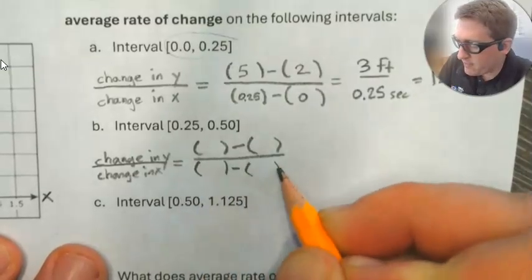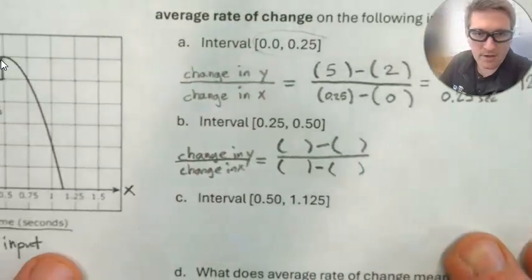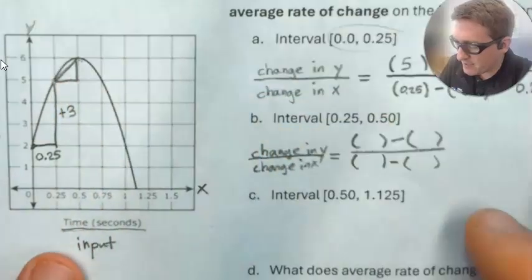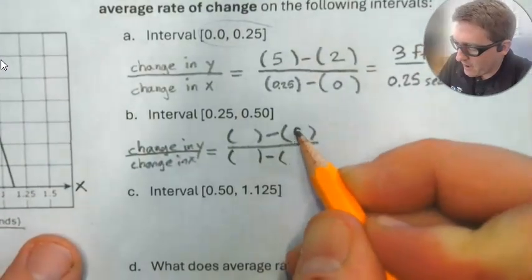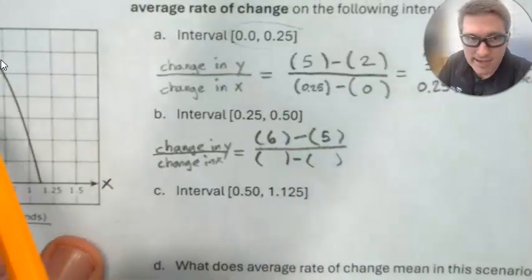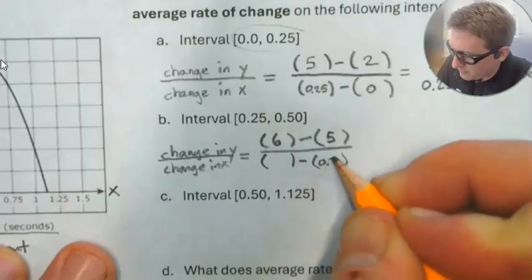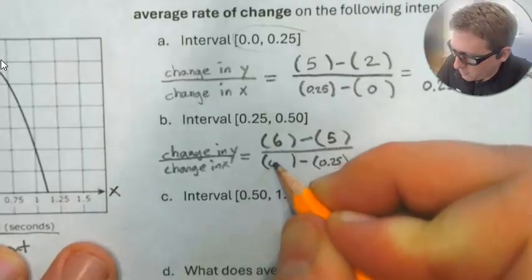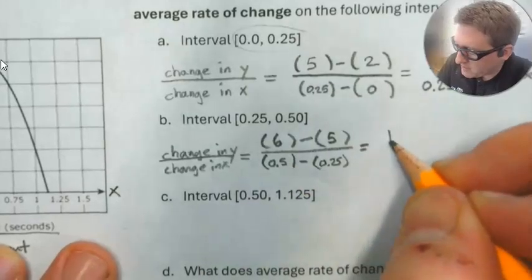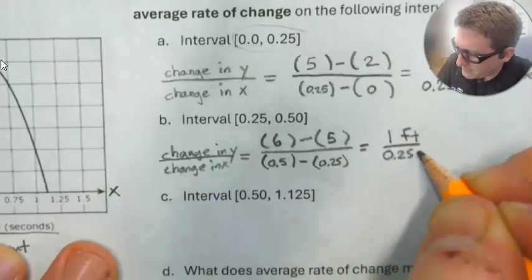And when you set yourself up for success, you won't make mistakes with negative values or the like. Okay. The change in y for this part is from 5 to 6. So from 5 to 6. And the change in the x value over here was from 0.25 to 0.5. Okay? So the change was positive 1 feet, also in 0.25 seconds.